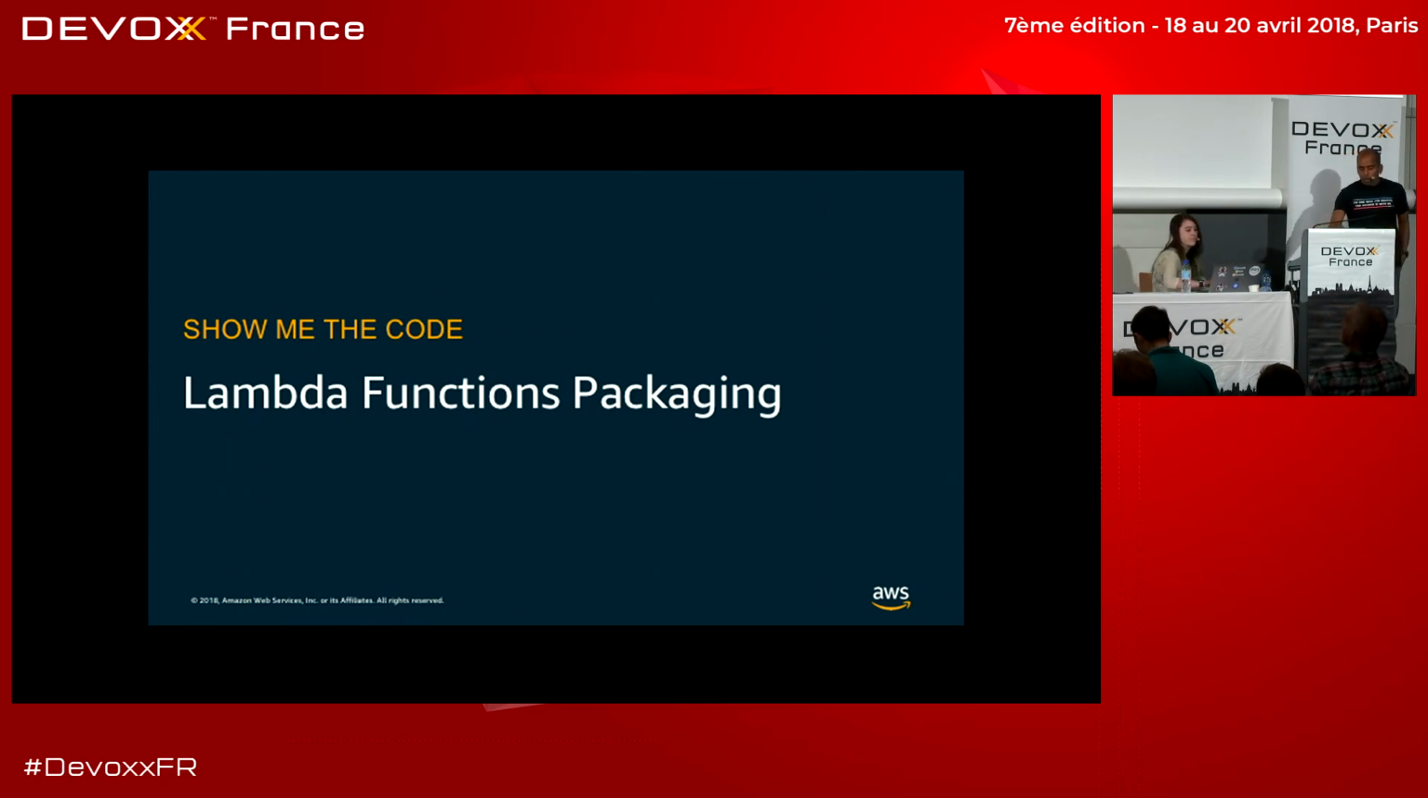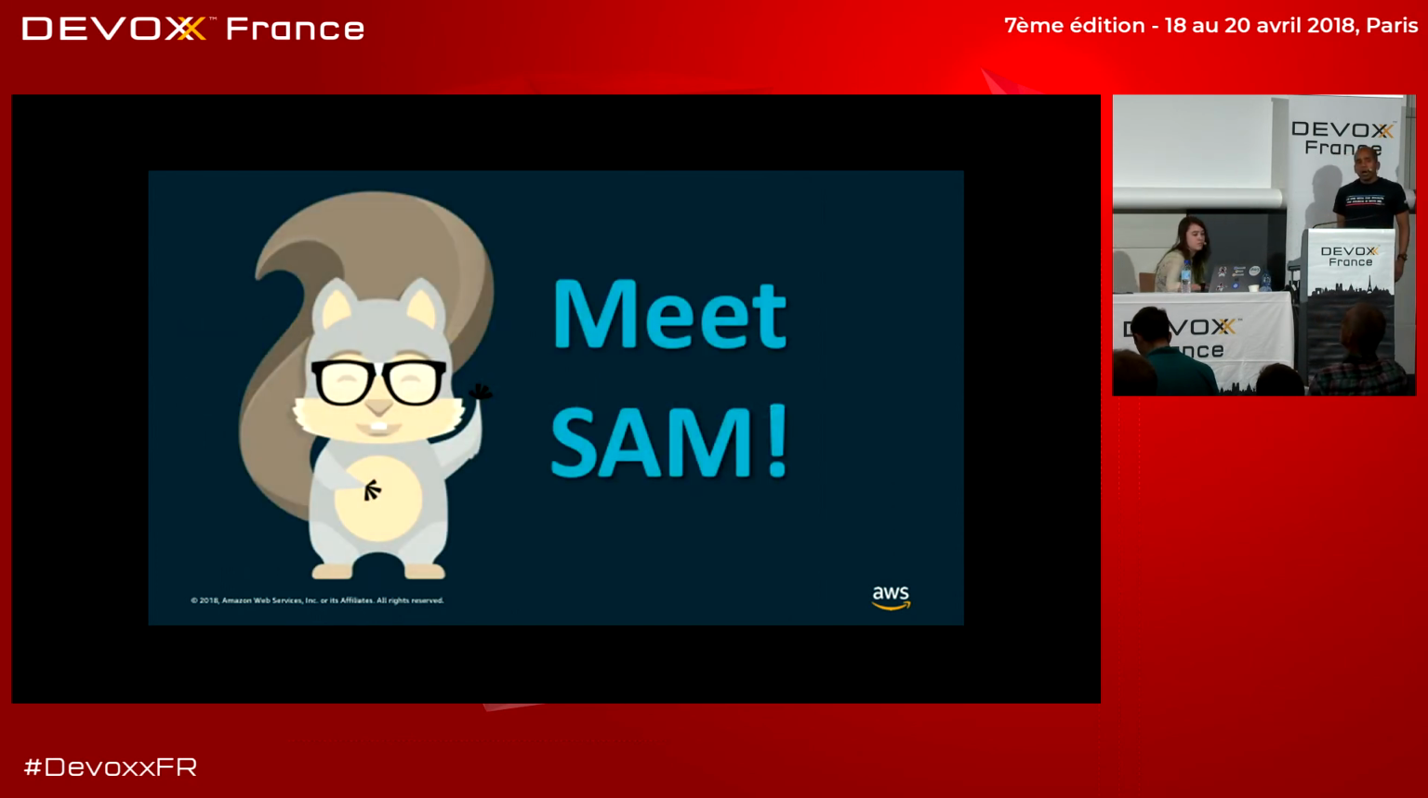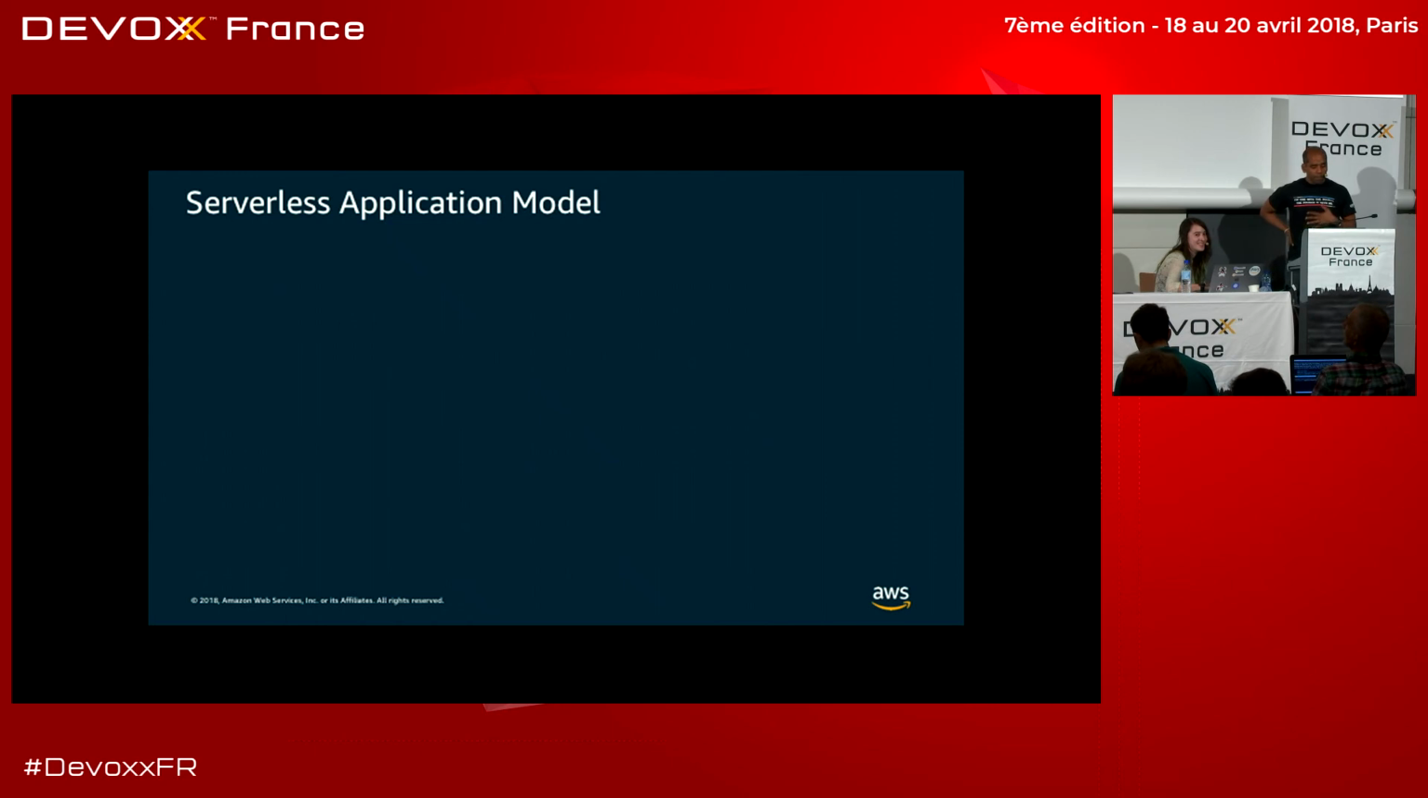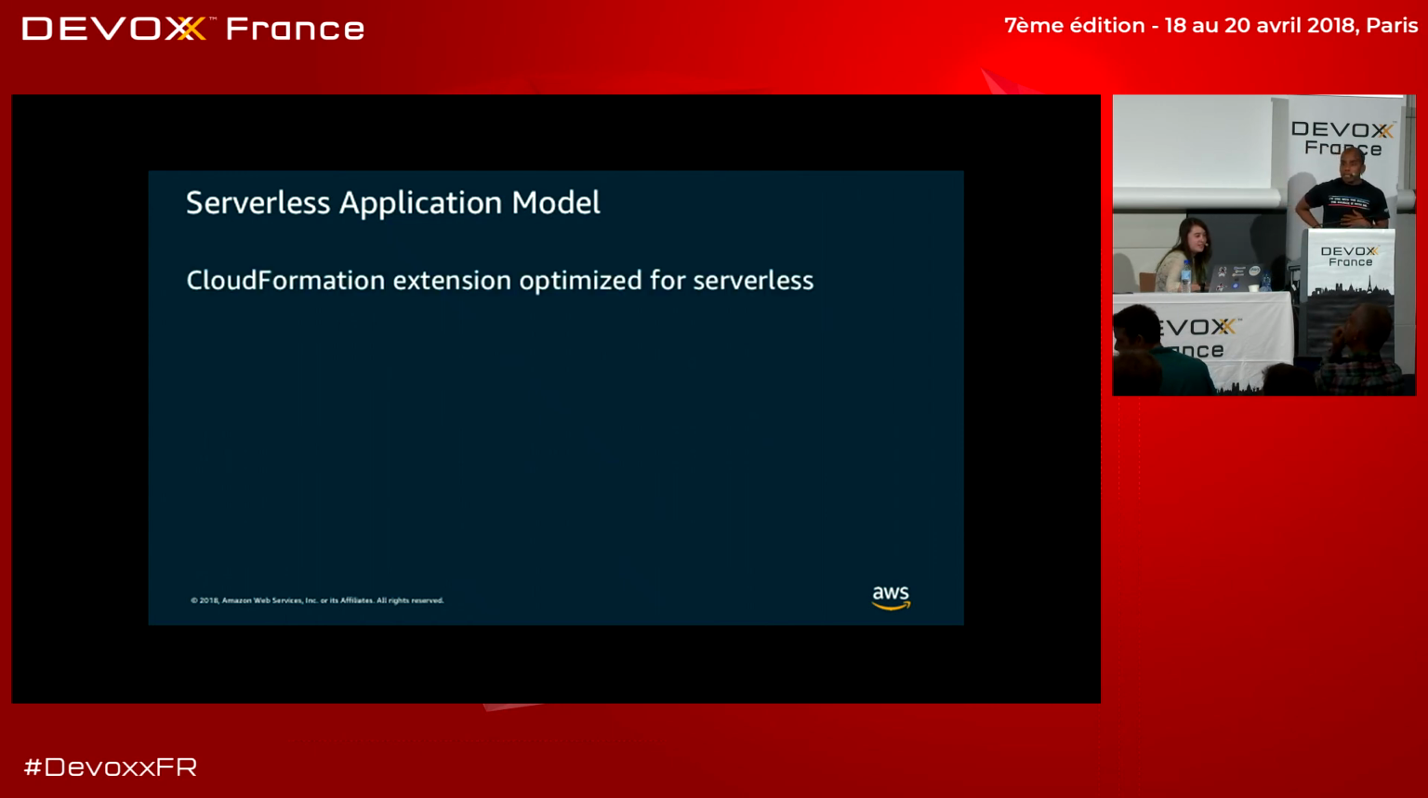How do I deploy my applications in the Lambda world? So we introduced something called the Serverless Application Model. So meet SAM, which, as Tiffany was saying, has a very cute, nerdy logo. I like it particularly. So let's take a look at it. What is SAM? SAM, or the Serverless Application Model, is a DSL built on top of CloudFormation. It's extended and optimized for serverless.